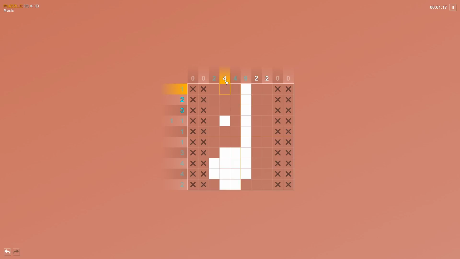Okay, this one says there's 4 that should be highlighted in this column. 1, 2, 3, 4. So maybe there's none here, and maybe it's on the other side. So 2, 4, 4, 9. So now what we're missing is these 2 rows. 3, 2. Oh, I did it! Wow.